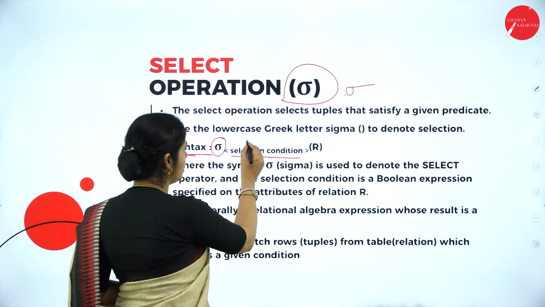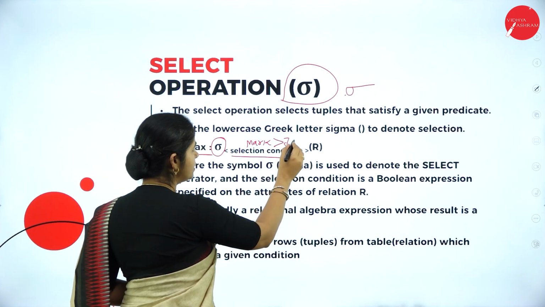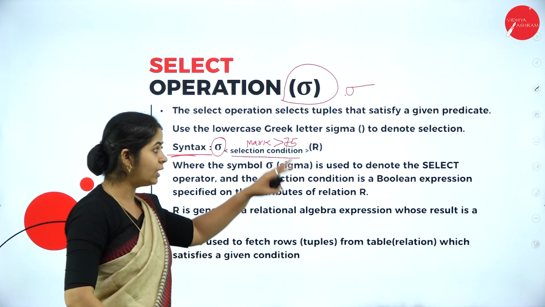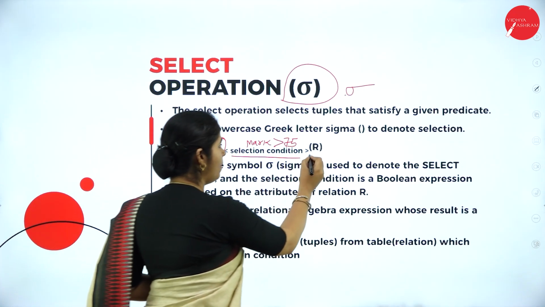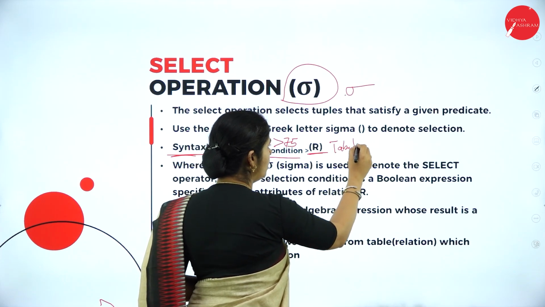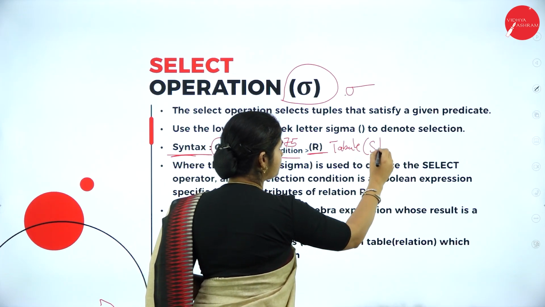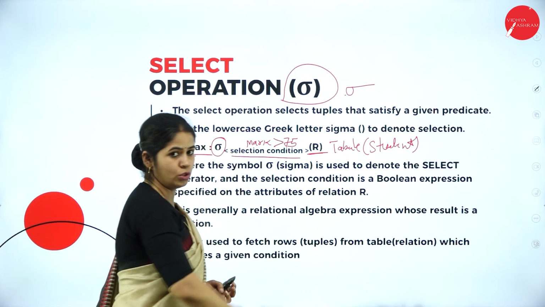So this is a condition: marks should be greater than 75. This is the condition we are giving. Condition on what? On some relation, that is a table. On which table am I giving it? On table student, where the marks will be stored.